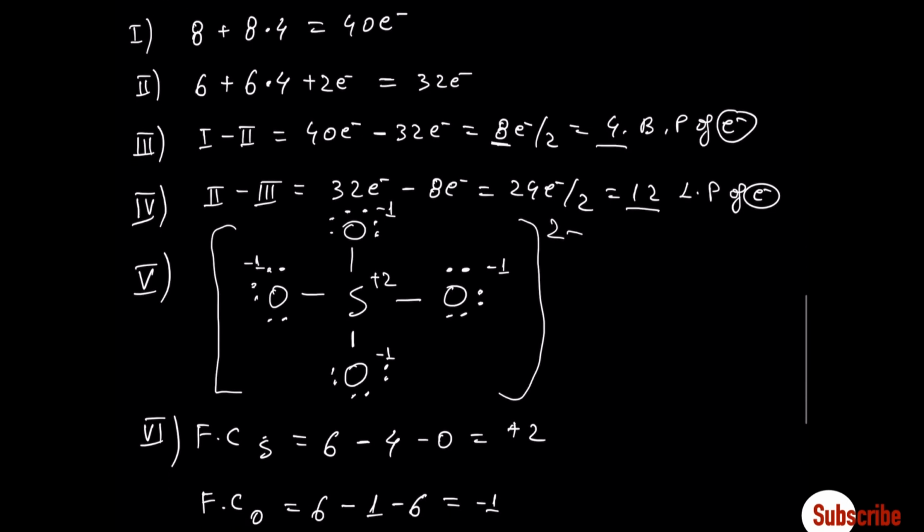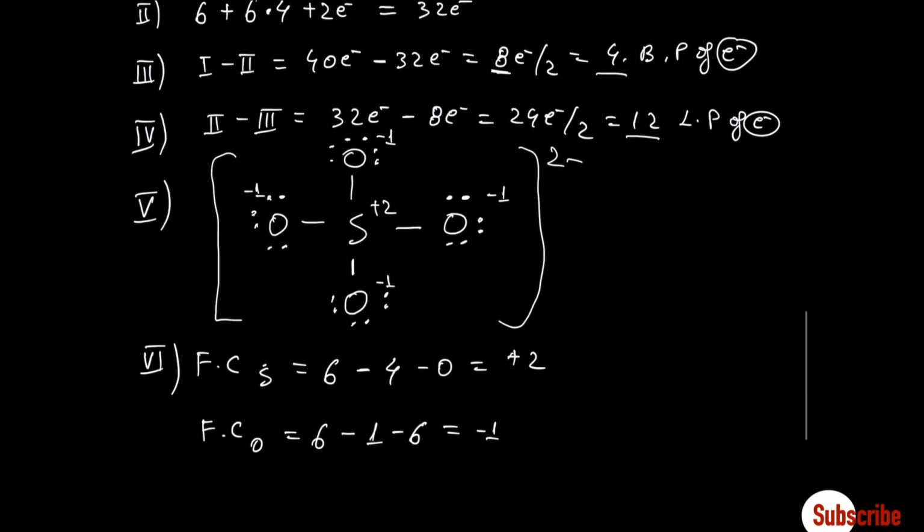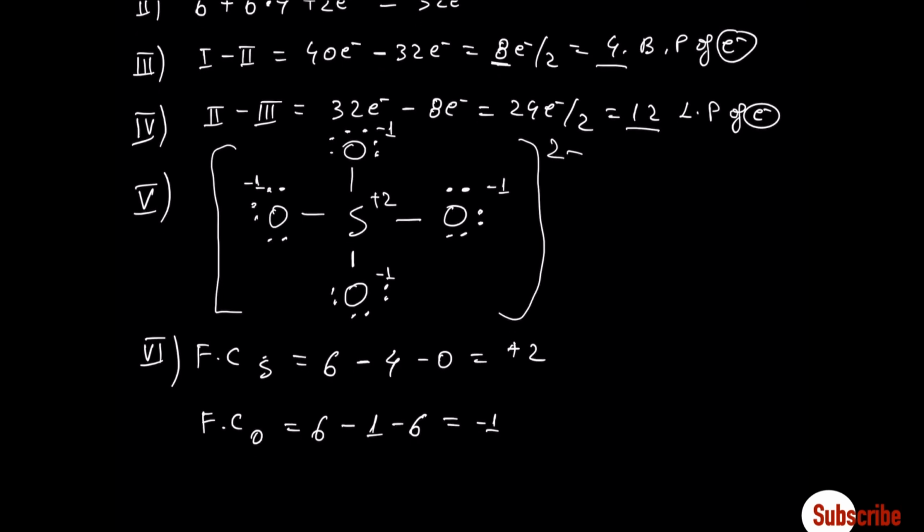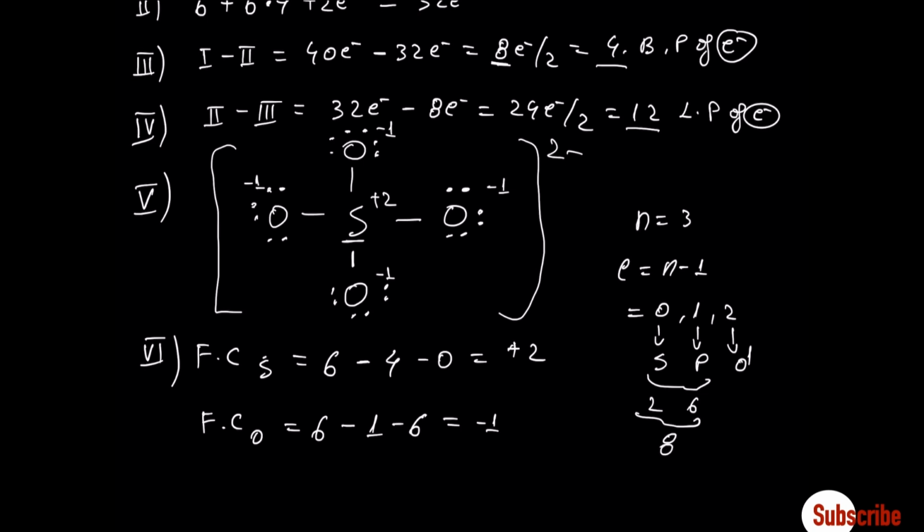But this is not the final Lewis structure for this compound, because you have to minimize the formal charges as much as possible. In this case, the central atom is sulfur, which is in period 3, which means it can break the octet rule, because for period 3 we have n equal to 3, L is equal to n minus 1, so it is equal to 0, 1, and 2. 0 stands for S, 1 stands for P, and 2 stands for D. S contains 2 electrons, P 6 electrons at maximum, which means an octet, but it has a d orbital, which means that it can place electrons in the d orbital to make the structure more stable.